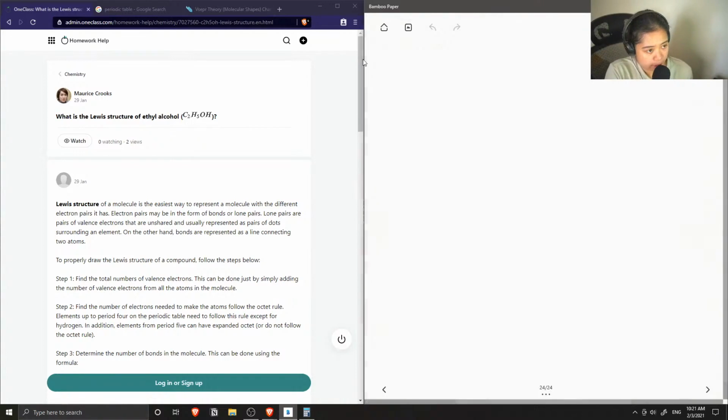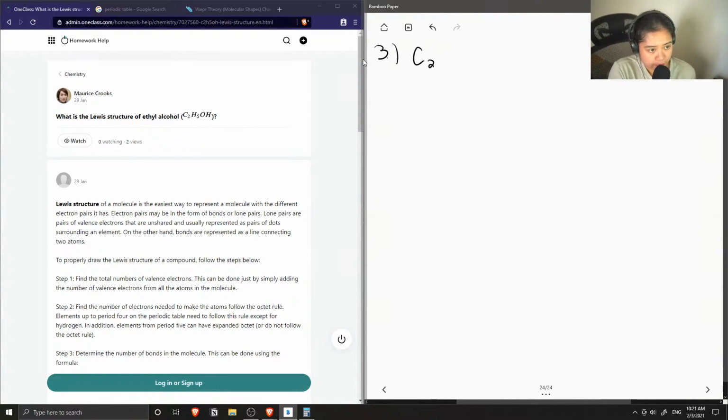Okay, so question number 3. What is the Lewis structure of ethyl alcohol? C2H5OH. So when drawing the Lewis structure, we first need to calculate the total number of valence electrons for this molecule.